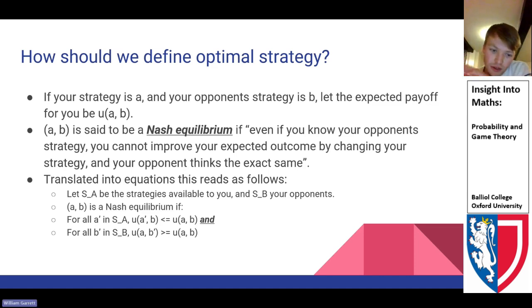So I've written it down in symbols at the bottom here. But the main point is a Nash equilibrium is where neither of us wants to change our strategy if our opponent keeps theirs the same. Okay, cool. People seem happy with that idea. So let's start looking at some examples and see if we can tell when we're in a Nash equilibrium and when we're not.